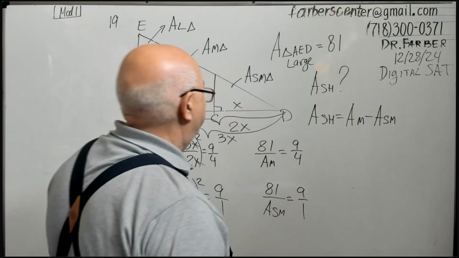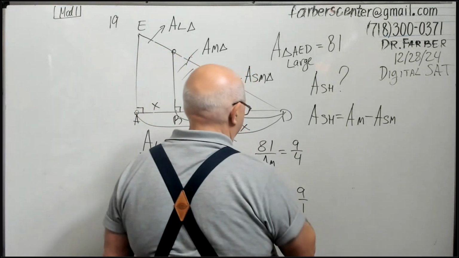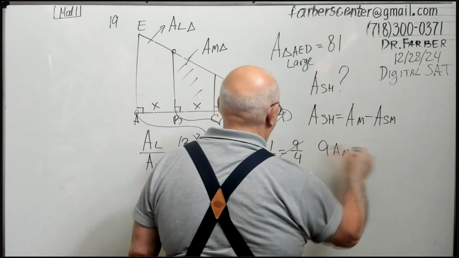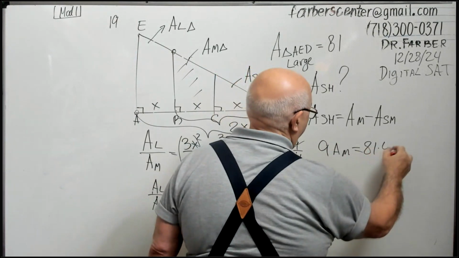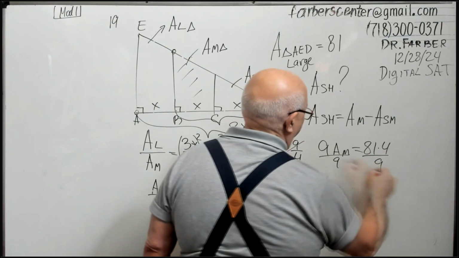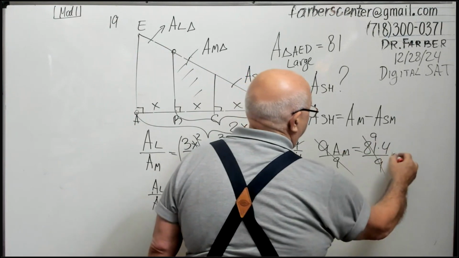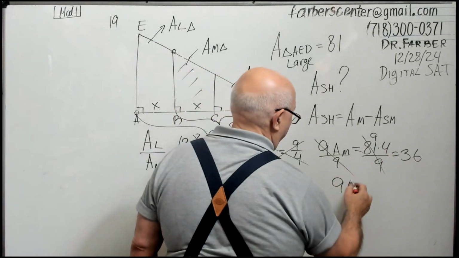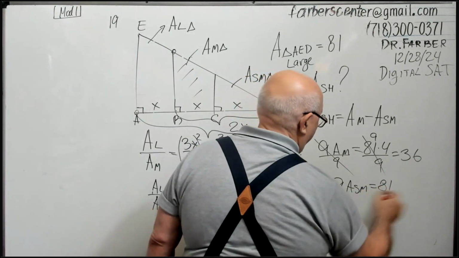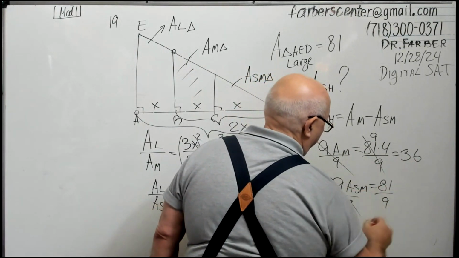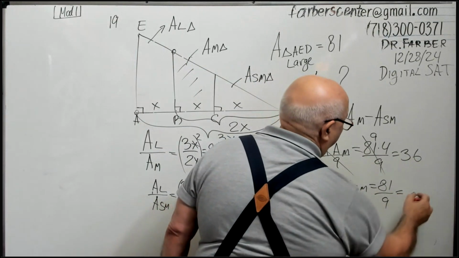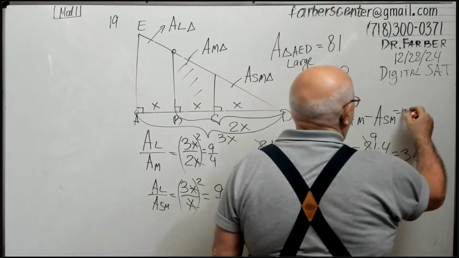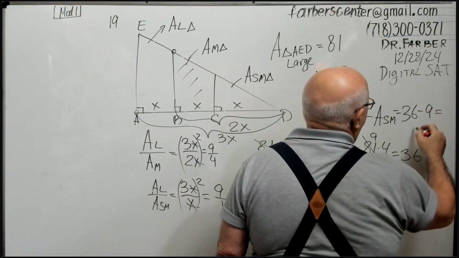So from here, you can easily find that 9 area medium equals 81 times 4. Divide by 9, divide by 9, equals 36. Or 9 area small equals 81. Divide both parts by 9, and this equals 9. Now plug into this one. It's equal to 36 minus 9, which is 27.